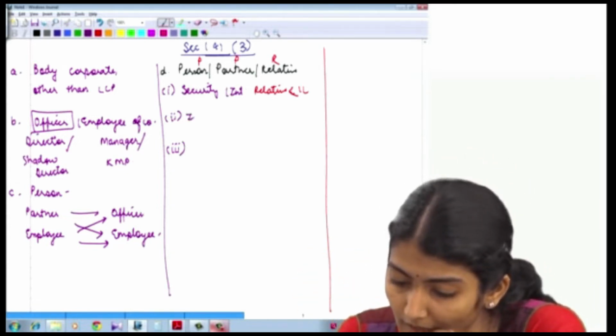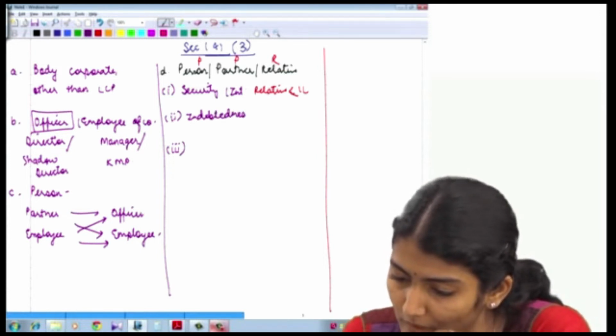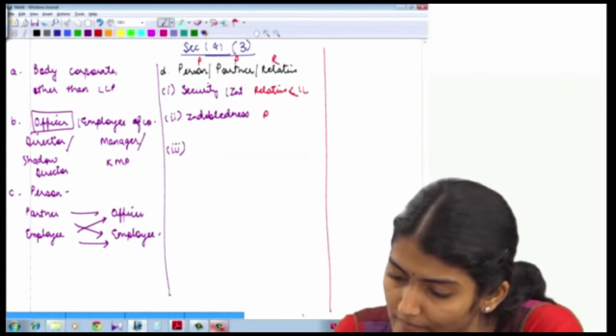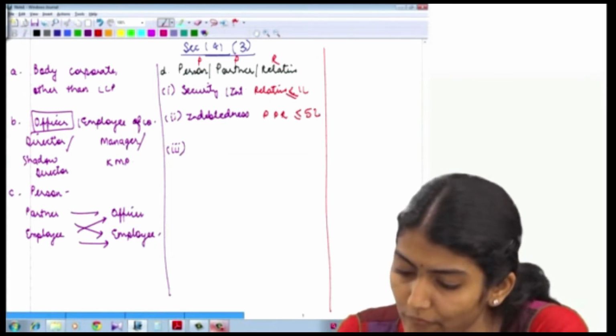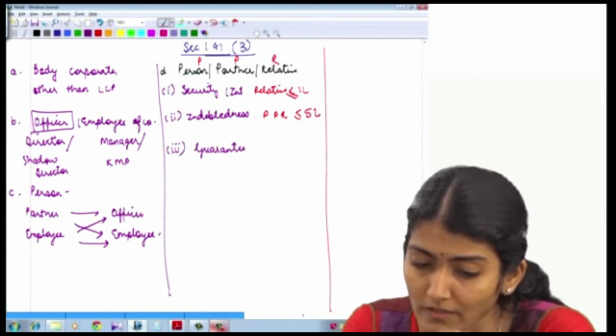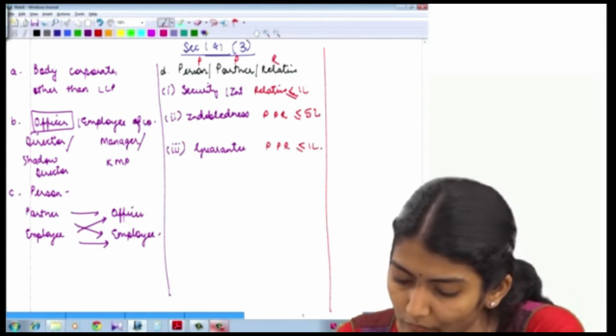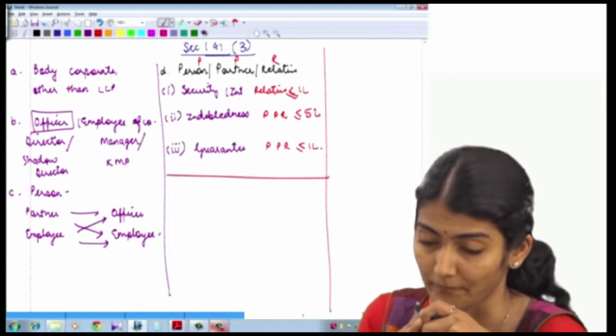Second, what does it say? Is indebted. Indebtedness. However, all three, person, partner, relative, can be indebted up to rupees 5 lakh. And third one, has given a guarantee. However, all three, person, partner, relative, can give a guarantee up to a face value of rupees 1 lakh.